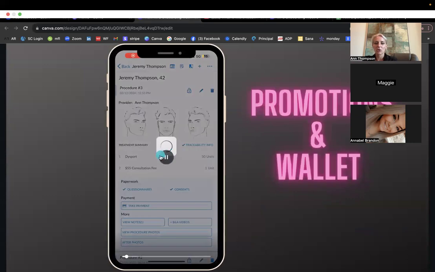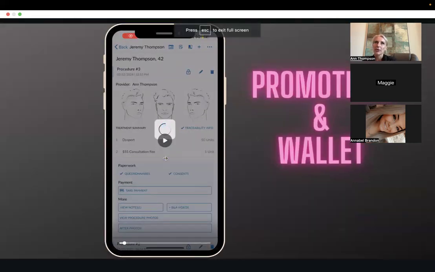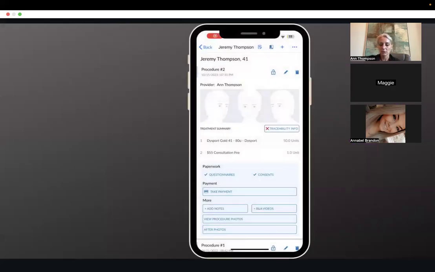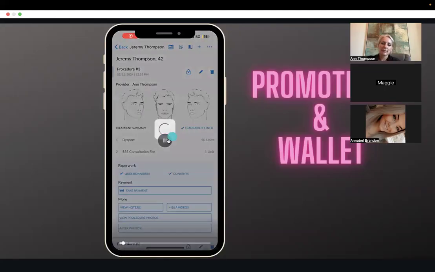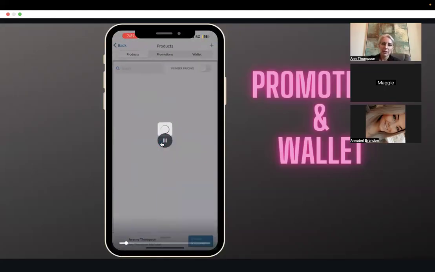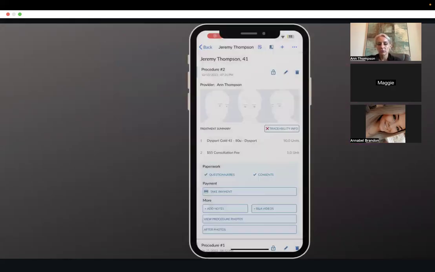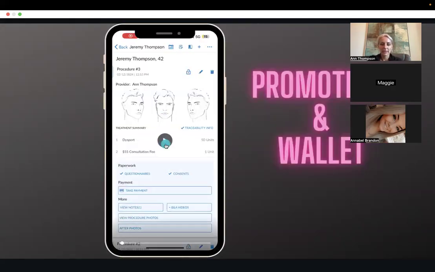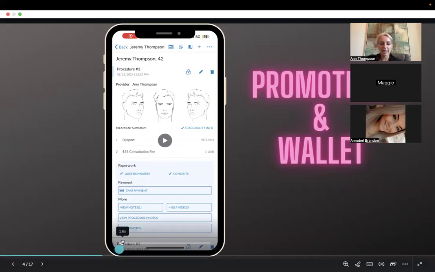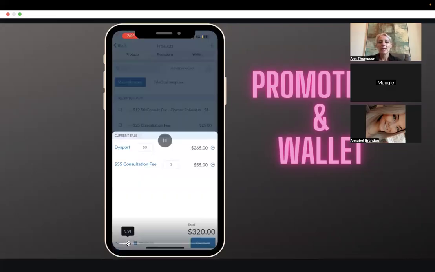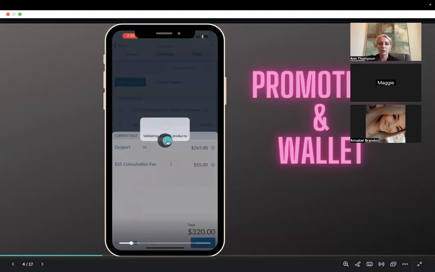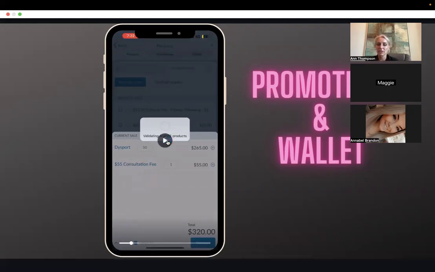Okay, the next thing that we're going to go over is how you apply promotions and wallet discounts. Once you have done that patient's assessment, you're going to go in and hit take payment. It's then going to bring you to the page that has all the information that you put onto the patient. So we did 50 units of Dysport, and then we did our consultation fee of $55.